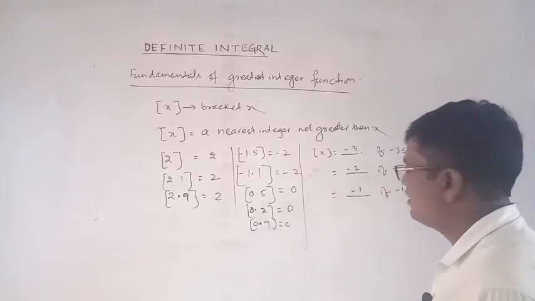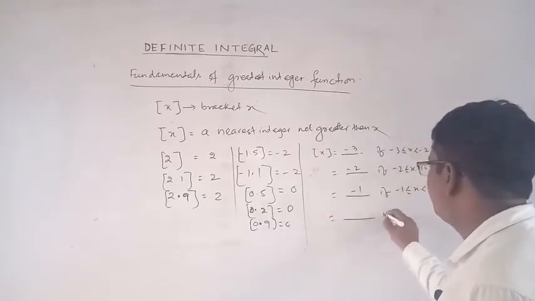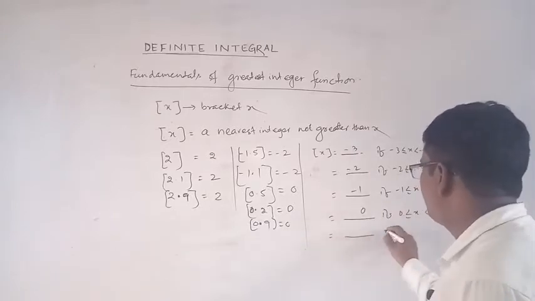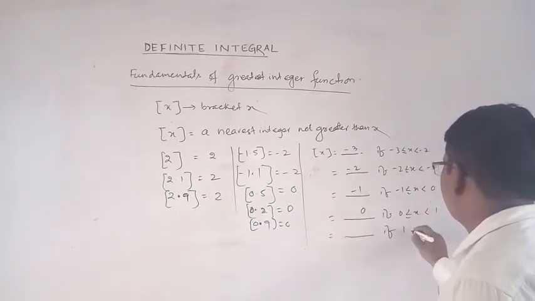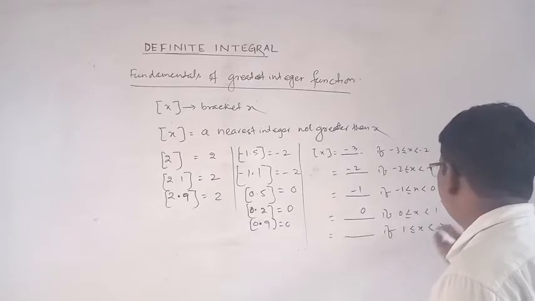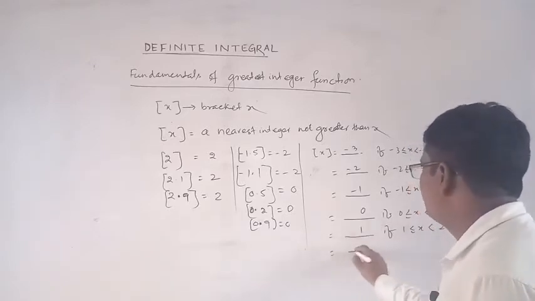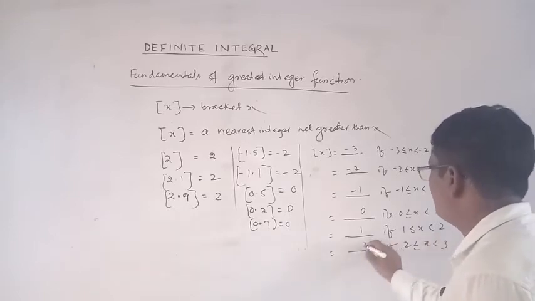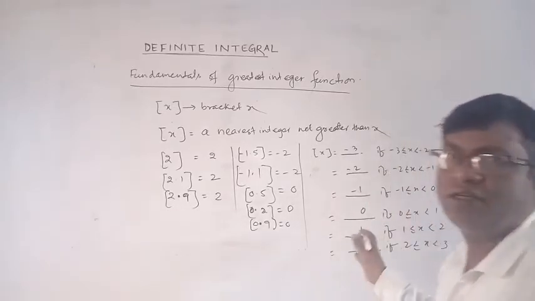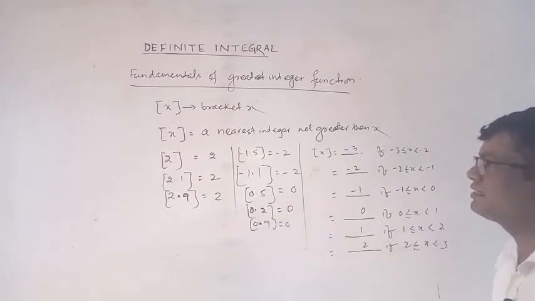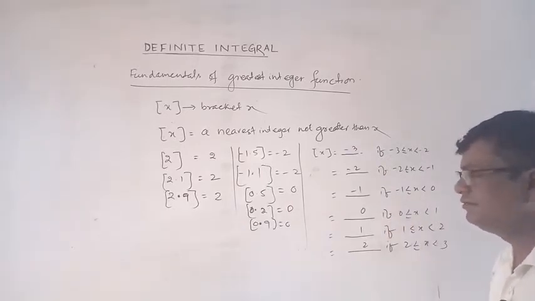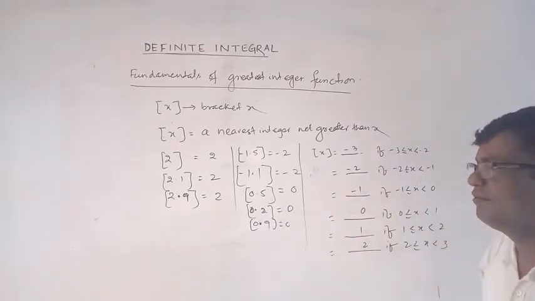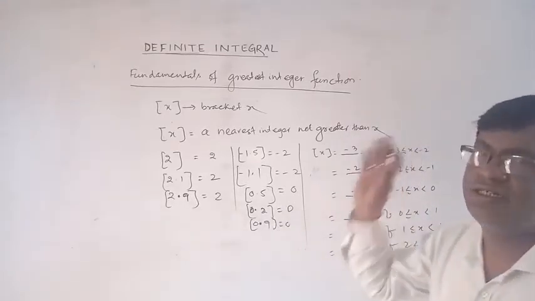This is minus 1. And this is equal to 0 if 0 is less than or equal to x less than 1. And this is equal to 1 if 1 is less than or equal to x less than 2. This is 1. And this is equal to 2 if 2 is less than or equal to x less than 3. This is 2. These are the properties of the greatest integer function. Now, problems related to definite integrals based on the greatest integer function.